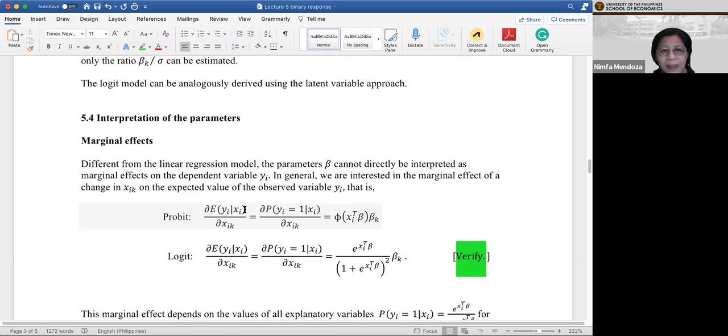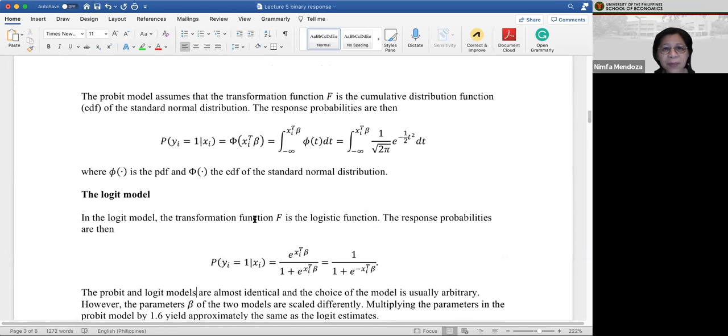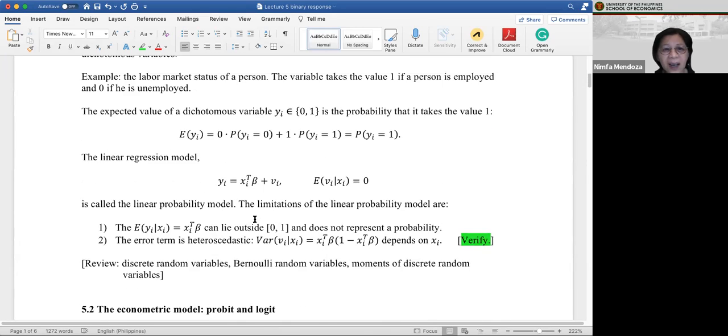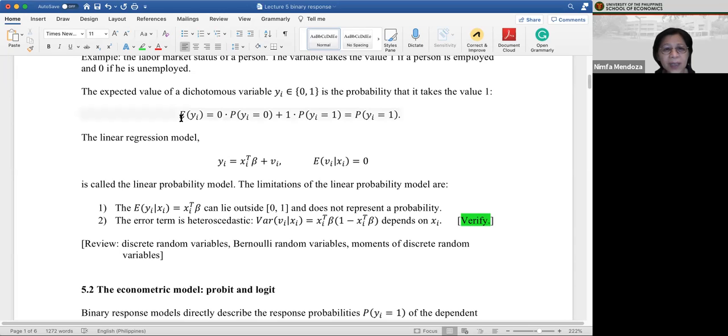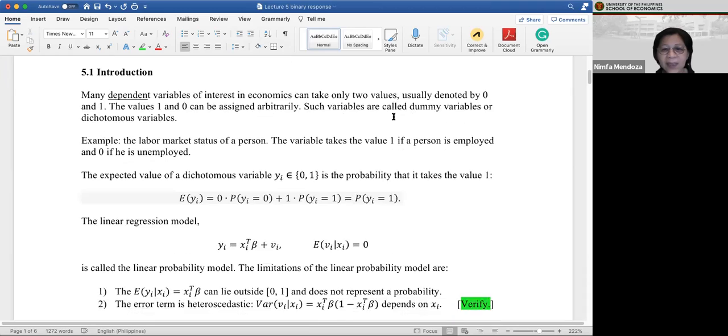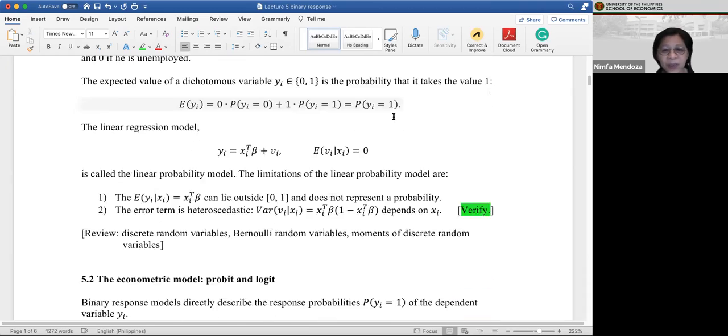But what is the expected value of y sub i given x sub i? We have taken that in the introduction. If you have the conditional expectation, the expected value of y sub i given x sub i, then that is the probability of y sub i equal to 1 given x sub i.